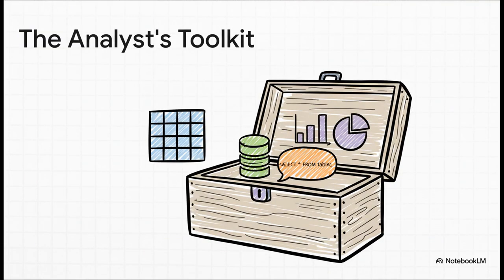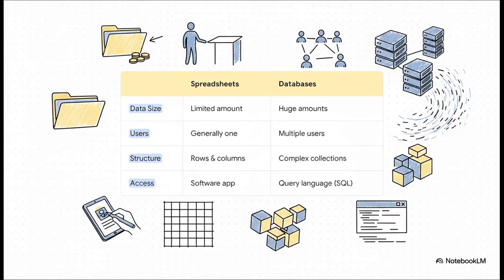The essential toolkit for any analyst today really boils down to 3 main things. You've got spreadsheets like Google Sheets or Excel, you've got query languages like SQL for talking to databases, and you've got visualization tools like Tableau or Looker to bring your findings to life. So when do you pick a spreadsheet over a database? Well, it's actually pretty straightforward.